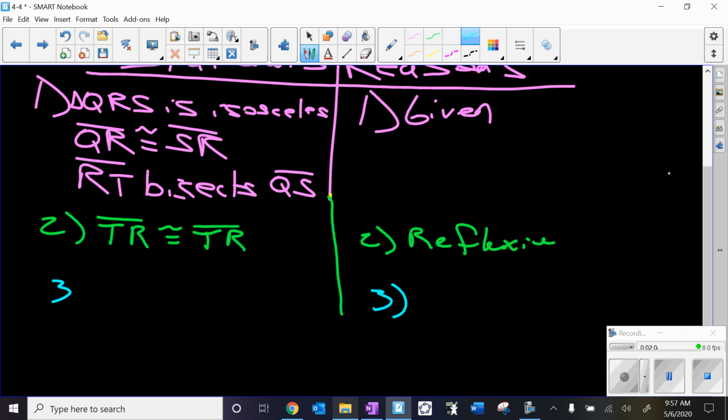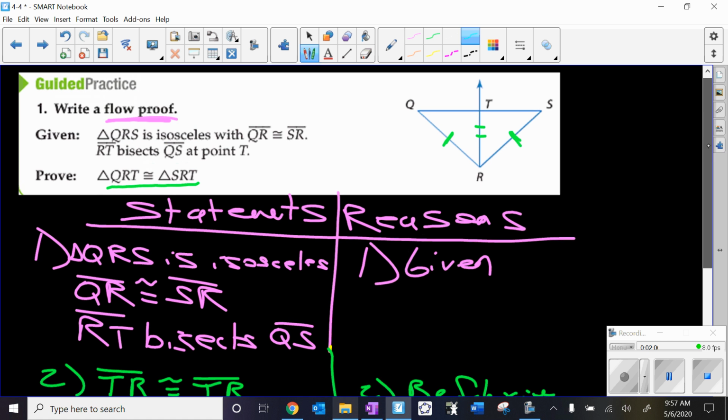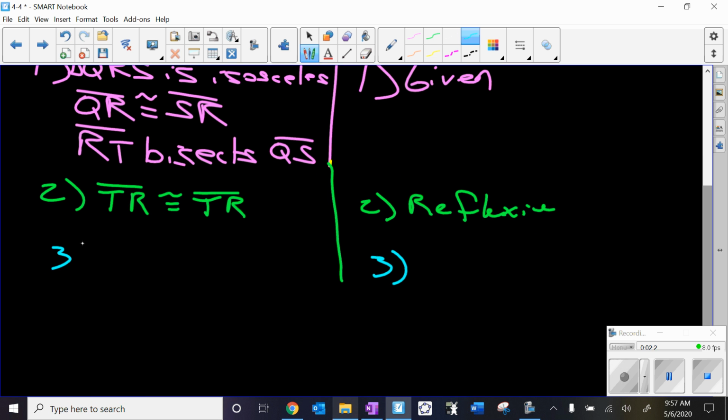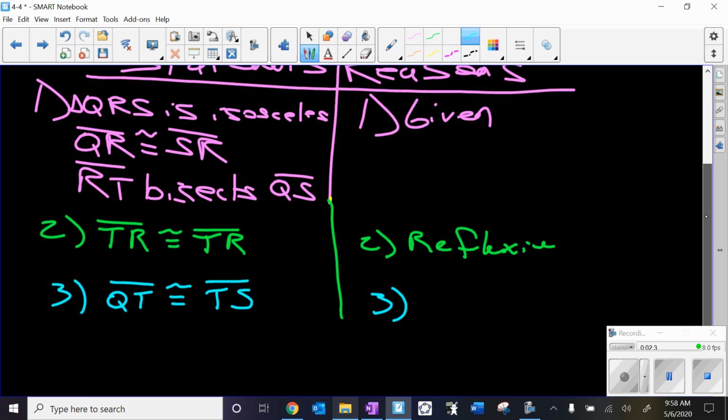Go on to step 3 now. I now have two sides in one triangle congruent to two sides in another triangle. The other sides that we're going for would be QT and TS. So let's just write those down. And now we have to come up with our reason for this.